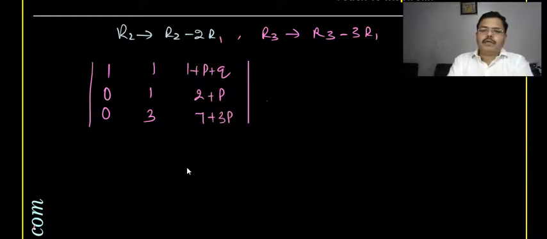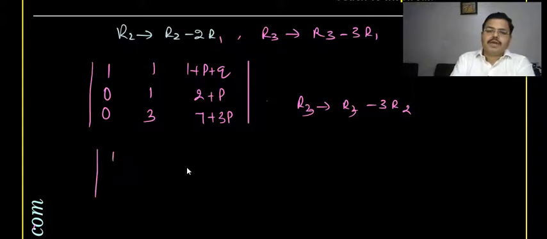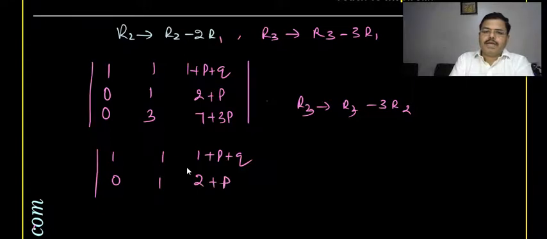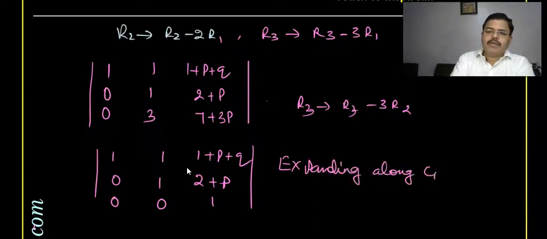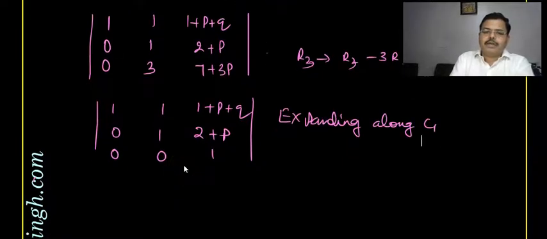Now we can again go with R2 tends to R2, R3 tends to R3 minus 3 times of R2. Then what will happen in that case? 1, 1, 1 plus p plus q, and this is 0, 1, 2 plus p, and 0, and 3 times of that will make 0, and 3 times of this will be 3p will cancel, and 3 times 2 is 6, so 7 minus 6 is 1. Now expanding along C1, we have what? If I expand along C1, then this cancels, this cancels. 1 multiplied by 1 is 1 minus 0. So it will be 1, RHS.